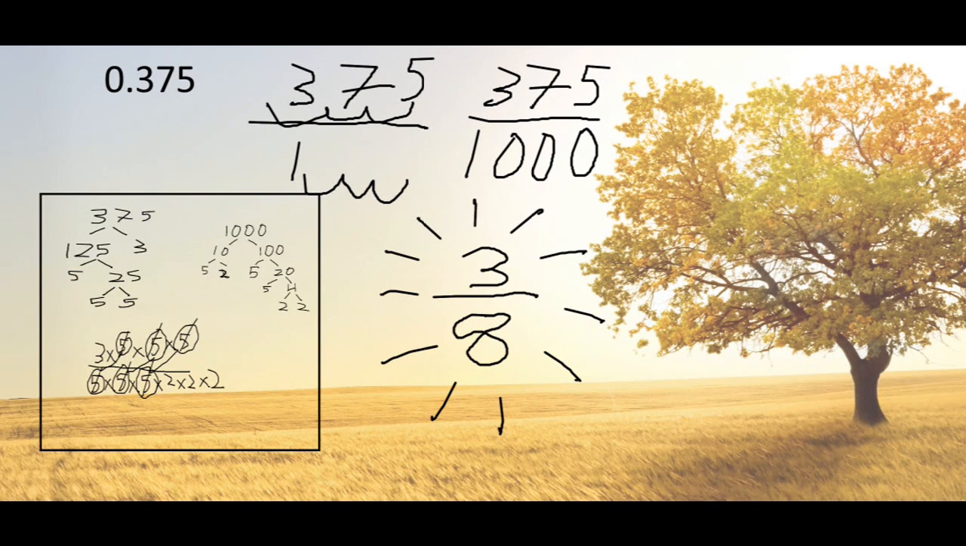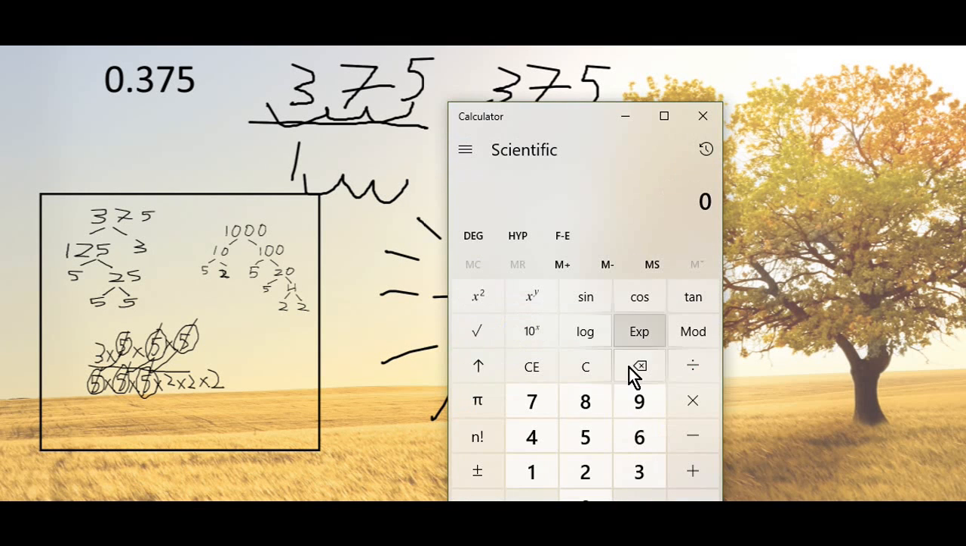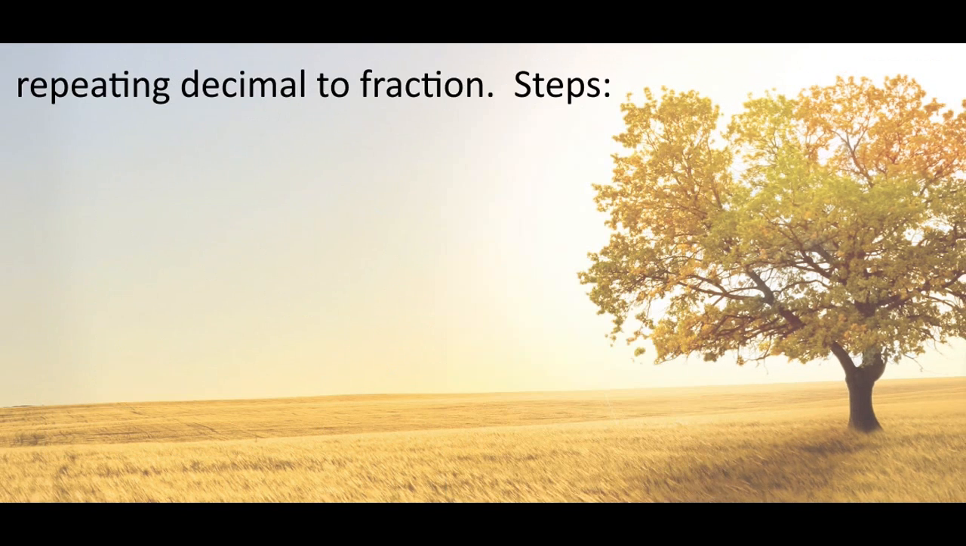The simplification work is in the little box if you want to pause and look at it. The answer I got was 3/8. Let's check it on the calculator. 3 divided by 8 is 0.375. So how do we convert a repeating decimal into a fraction?